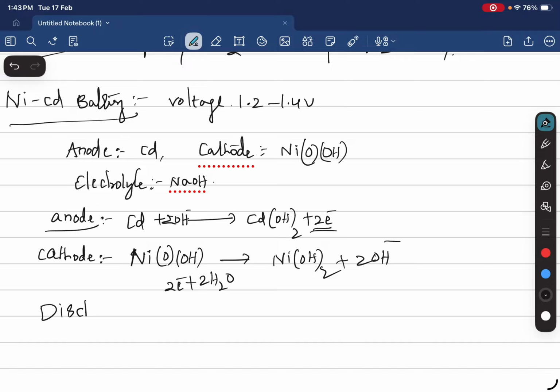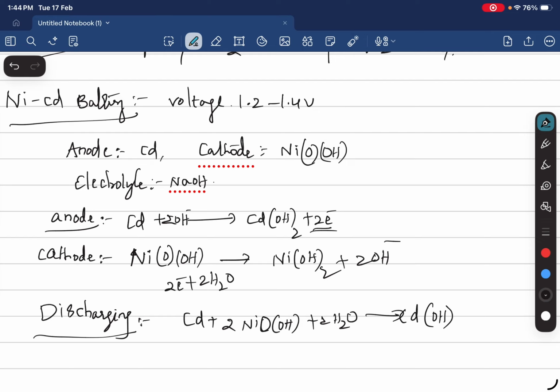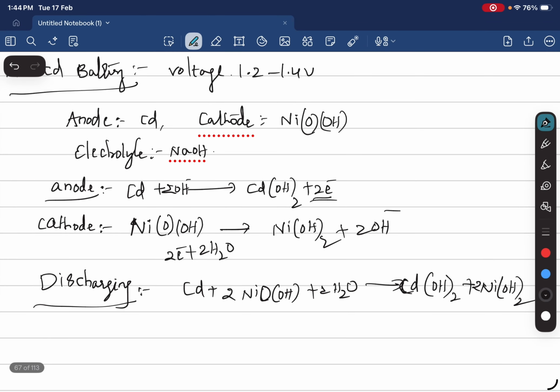the discharge equation will be just adding both: Cd plus 2 NiOOH plus 2H2O gives rise to Cd(OH)2 plus 2 Ni(OH)2, because the electrons get cancelled. This is during discharge.